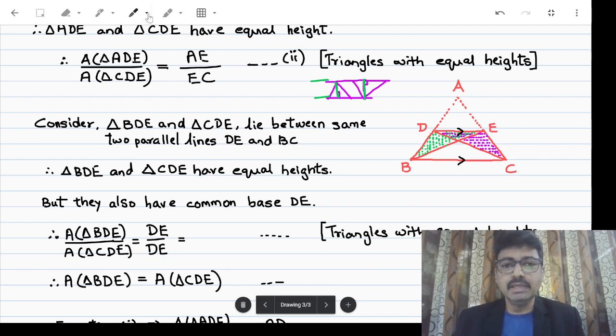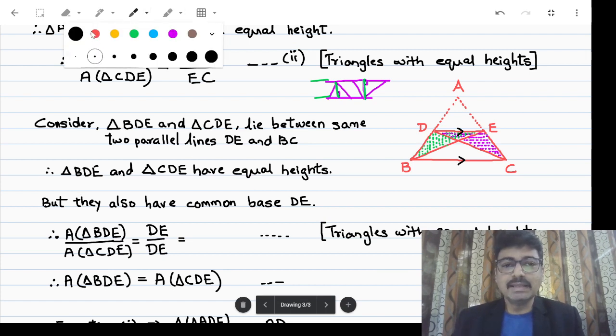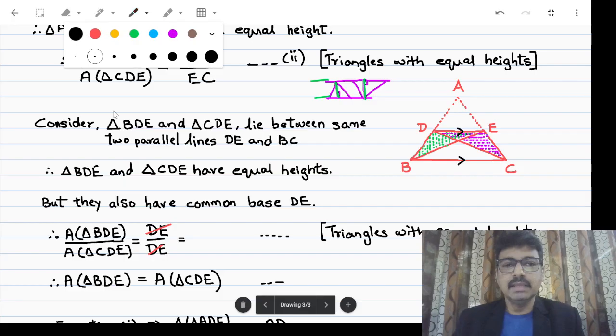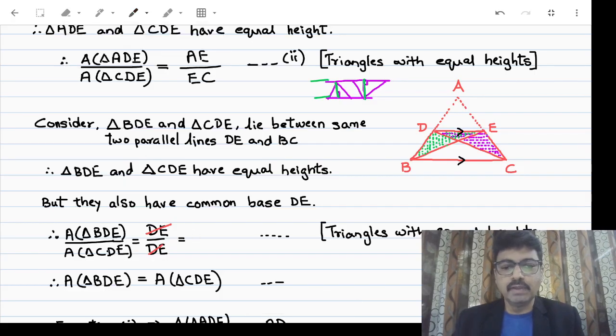What will happen for DE here? We can cancel DE from numerator and denominator, and what will I get after cancellation? The ratio of areas will be equal to simply 1. Now, if you observe, the area of triangle CDE can go on the right side, gets multiplied with 1, and I will have area of BDE is equal to area of CDE.